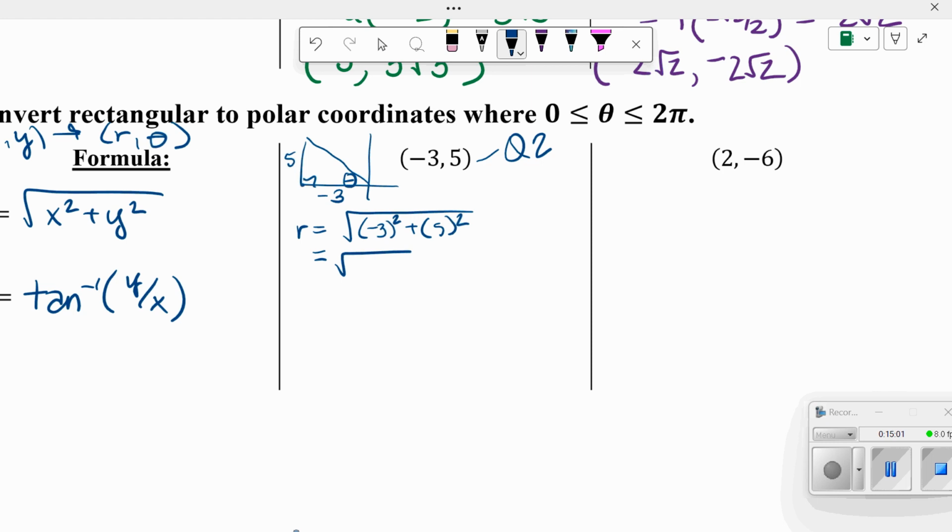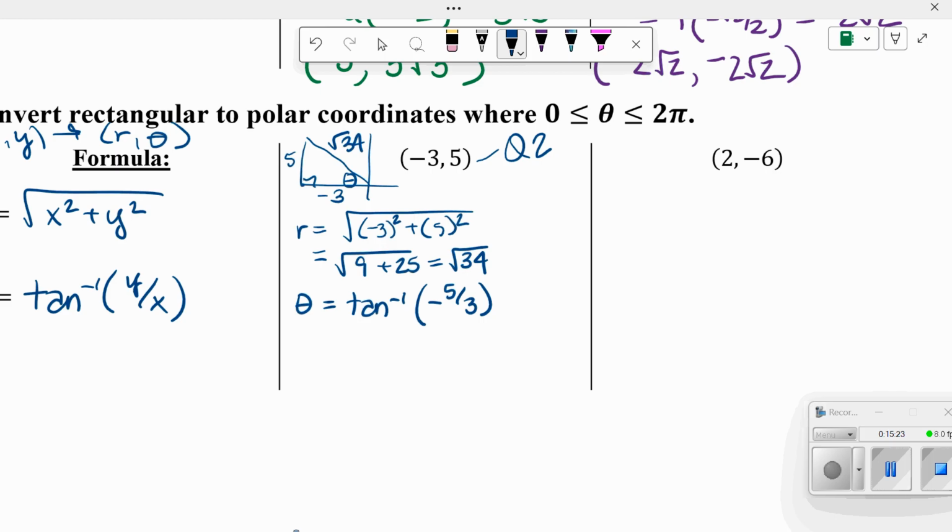Negative 3 squared is 9. 5 squared is 25. Add those together, we get 34. So the R value is the square root of 34. And then to get theta, we're going to do tan inverse of negative 5 over 3.